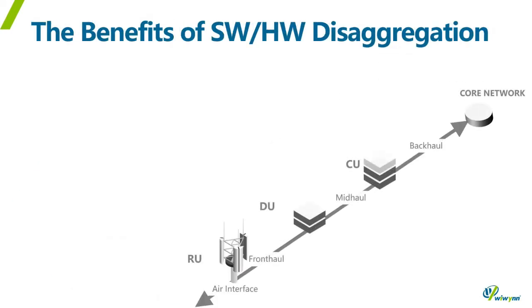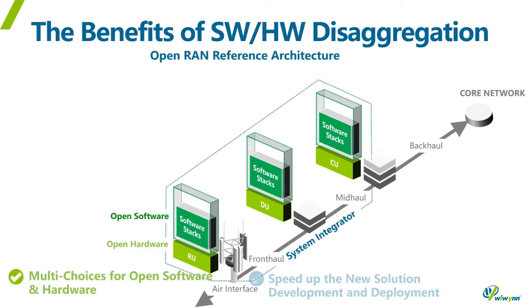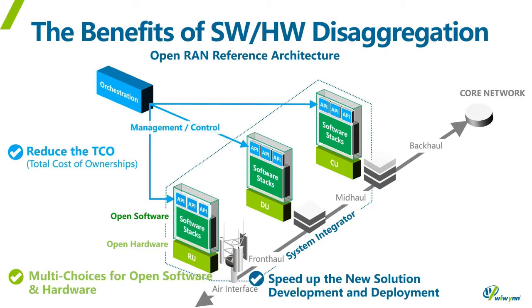To be more specific, we're seeing the benefits of openness in Open RAN and the benefit of hardware and software disaggregation. Compared to the black box solution, disaggregation enables more choices of open software and hardware. Customers have more choices to tailor-make software and hardware stacks to their specific applications. It can shorten the development and deployment of new solutions and applications and eventually reduce the total cost of ownership. Sounds good? That's why we're all here.